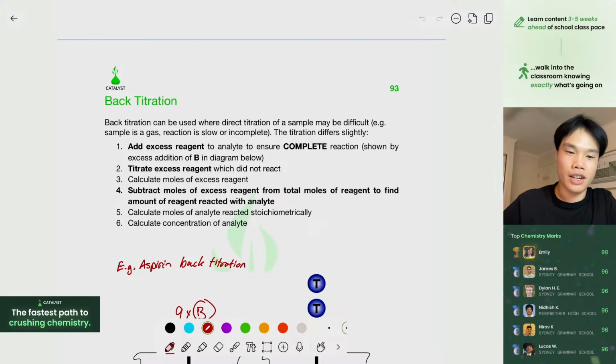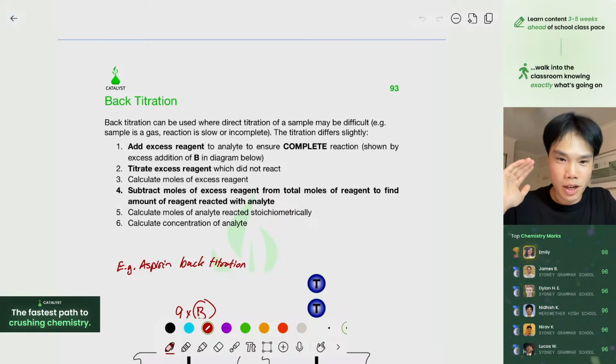And as I said, this is targeted towards the band 6 level, getting 90% plus. If you're just aiming for a band 5 or a band 4, probably don't direct your energy here. It's not worth the energy. But if you're going for that band 6, definitely this is where you want to put your energy.